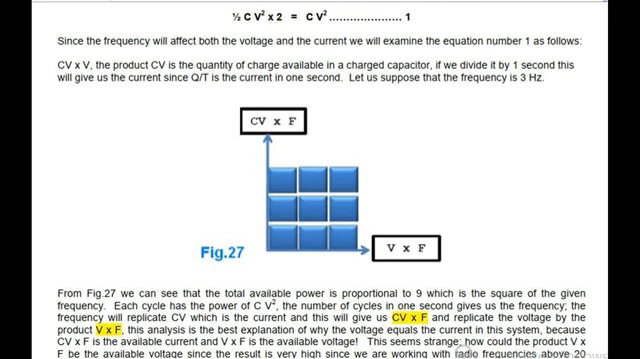Each cycle has the power of CV squared. The number of cycles in 1 second, which gives us the frequency, will replicate CV, which is the current, and this will give us CV x F, and replicate the voltage by the product V x F. This analysis is the best explanation of why the voltage equals the current in this system, because CV x F is the available current and V x F is the available voltage. This seems strange. How could the product V x F be the available voltage, since the result is very high, since we are working with radio frequencies above 20 kHz?